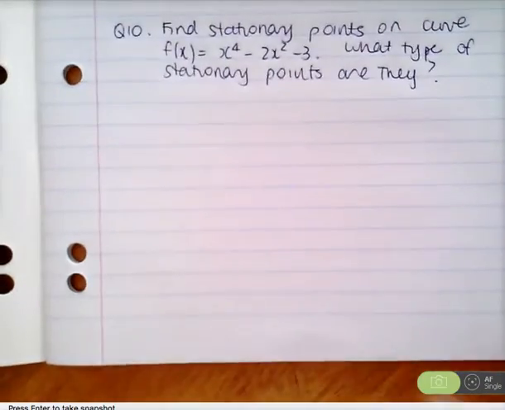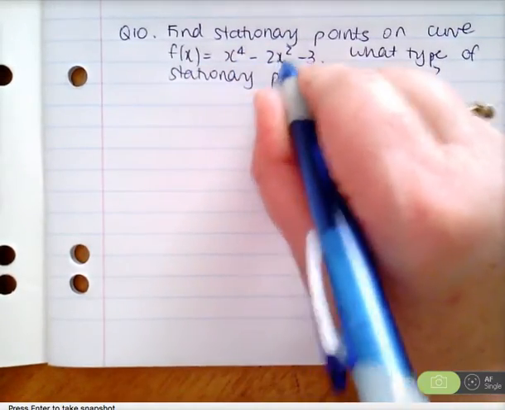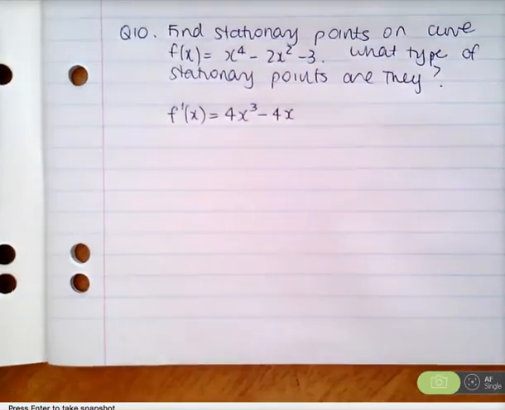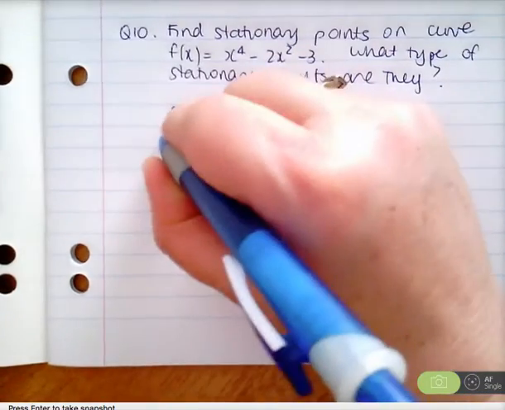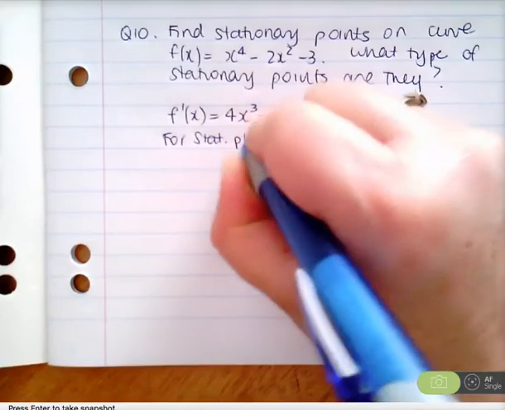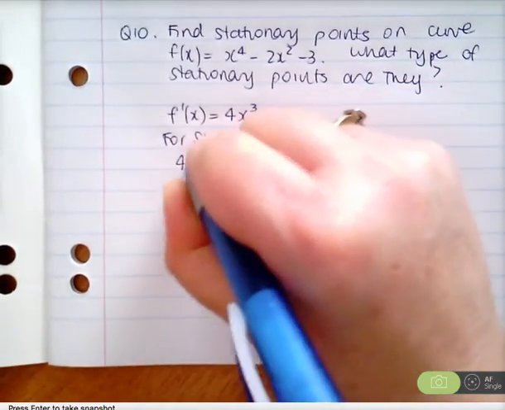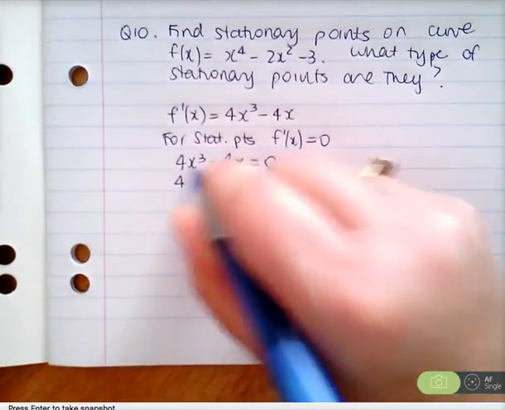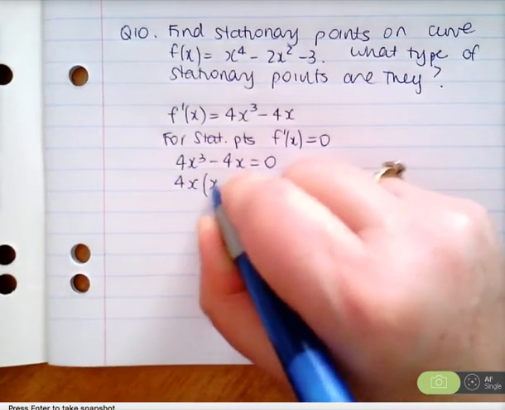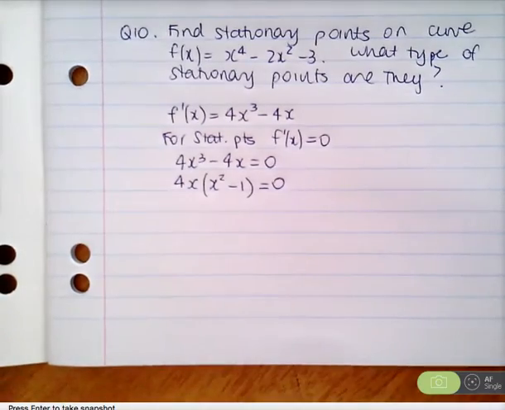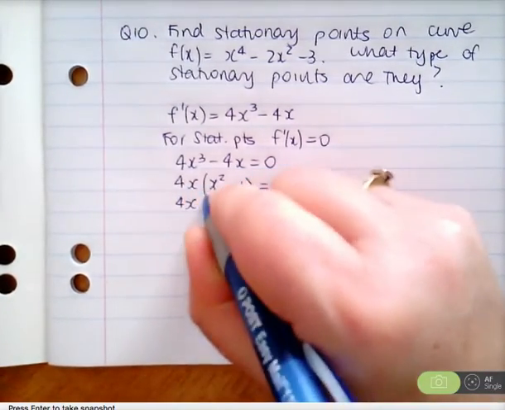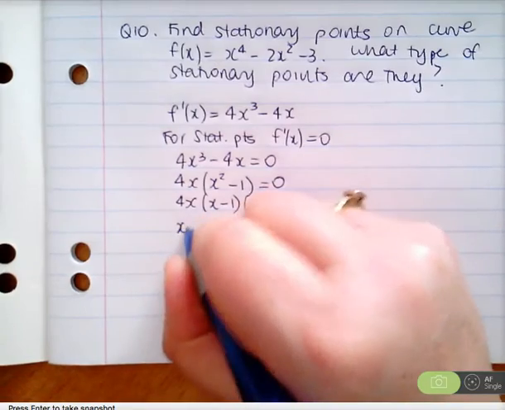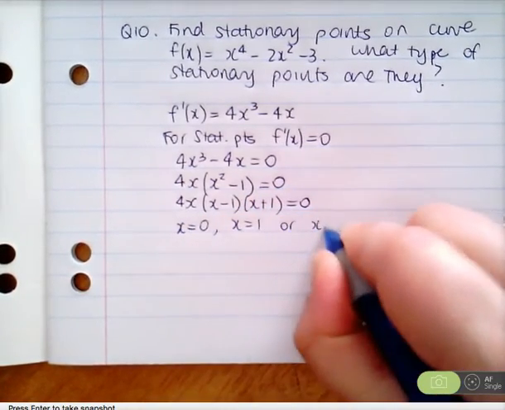So let's look at the first derivative here. So function of x is x to the power of 4 minus 2x squared minus 3. So f dash x, the first derivative, is 4x cubed minus 4x. Now, for stationary points, f dash x equals 0. So we will put this first derivative equal to 0. We need to factorise; our highest common factor will be 4x. We're left with x squared minus 1 equals 0. So factorising this difference of 2 squares, we've got 4x bracket x minus 1, x plus 1 equals 0. So therefore, we have 3 solutions here, that x is 0, x equals 1, or x equals negative 1.